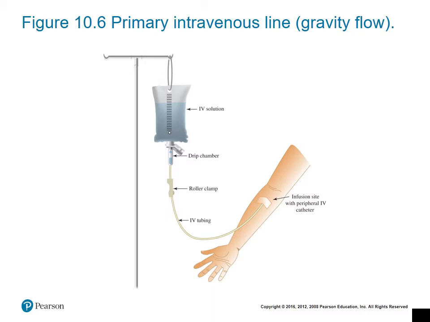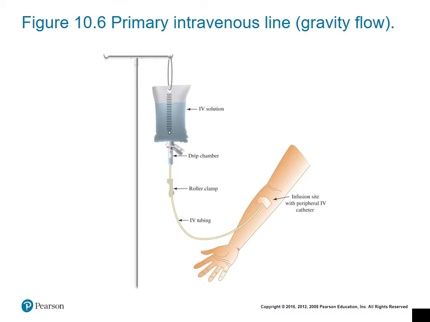So this is an image of the primary intravenous line, and this is with gravity. At the top here we have the IV solution in a bag, and below that we have the drip chamber. The drip chamber is where you would actually count the drops. You would count the drops per minute, and that way you can determine the flow rate. Then below that you have a roller clamp. The roller clamp allows you to either increase or decrease the flow. And then below that you have the IV tubing, which eventually leads to the patient.